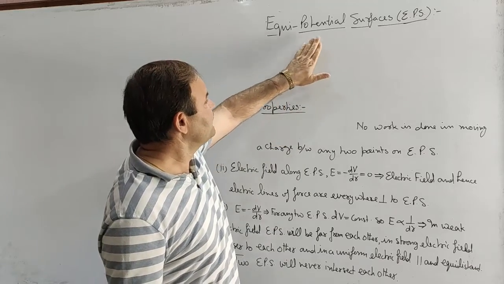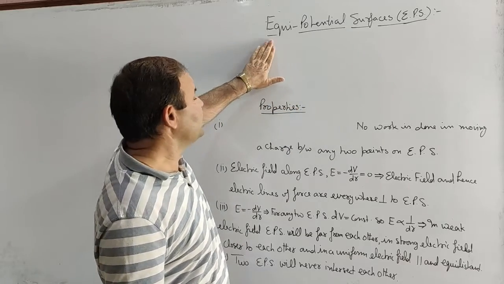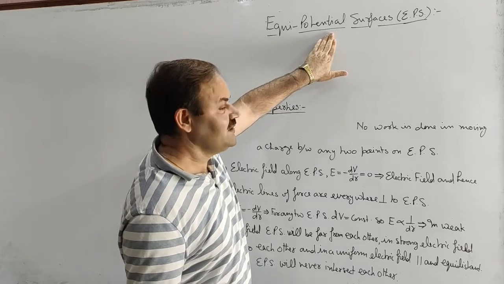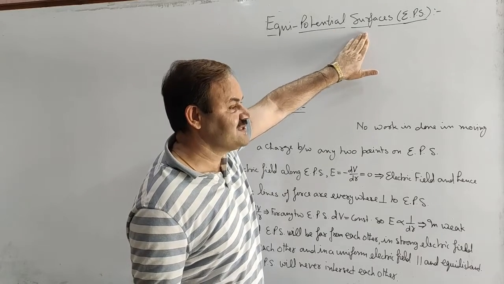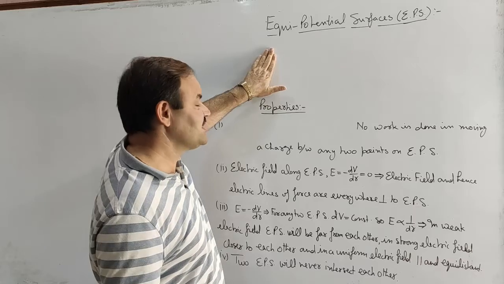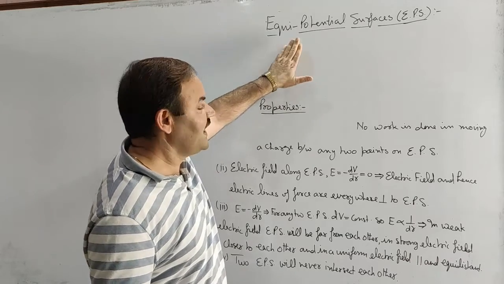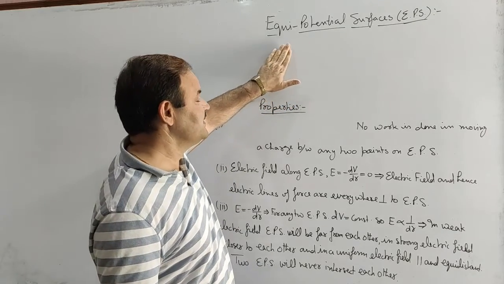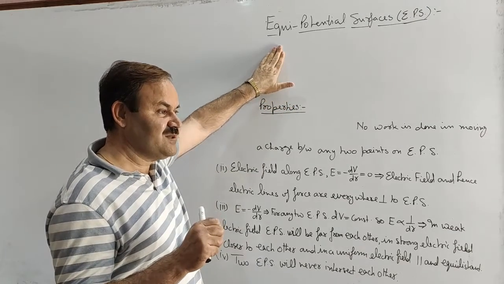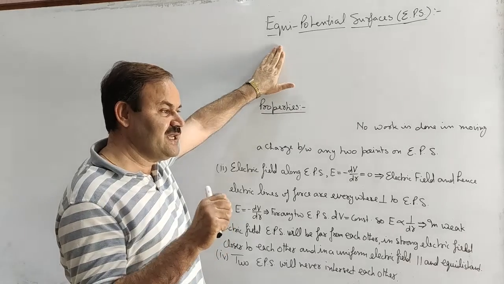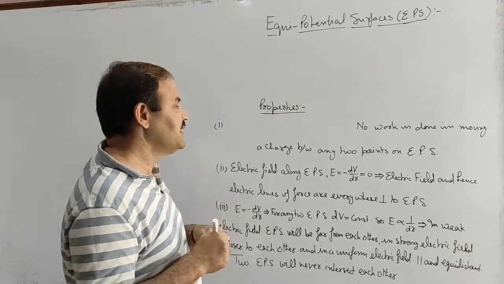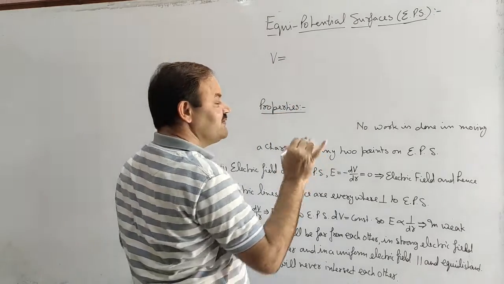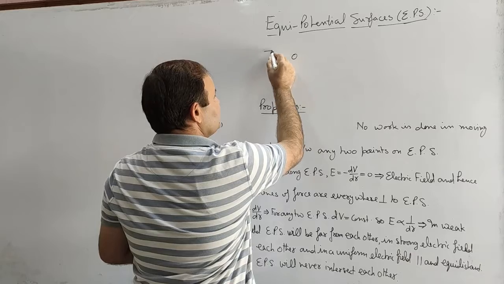Next topic is equipotential surfaces. Here equi means equal, that is same. Potential means electric potential, and the surfaces. It means equipotential surfaces are the surfaces at each point on which electric potential remains the same. Since electric potential at each point on an equipotential surface is same, potential difference across any 2 points on an equipotential surface will always be 0.